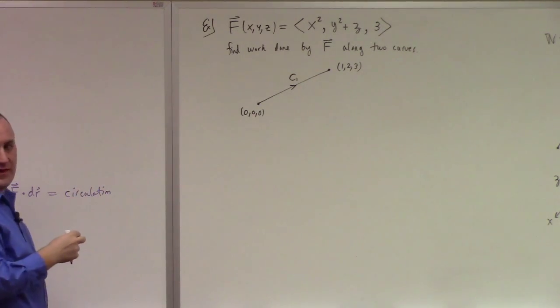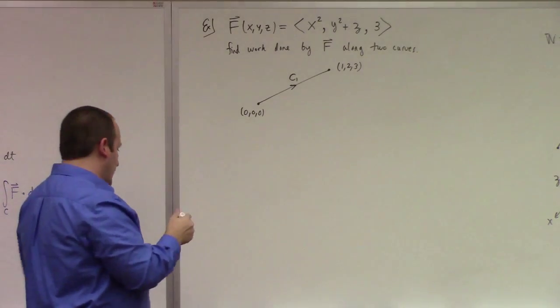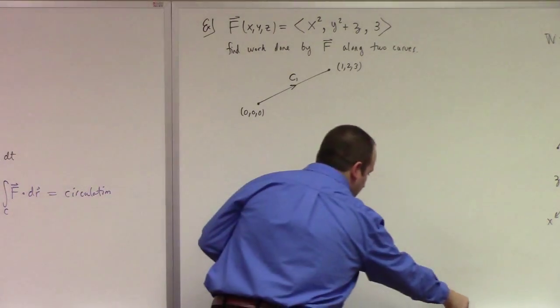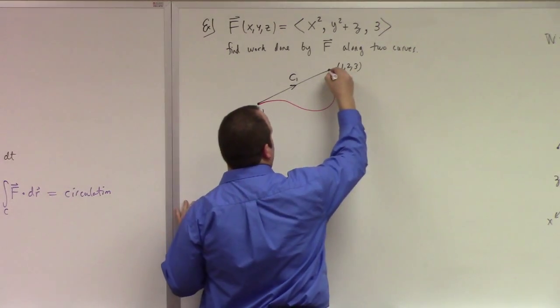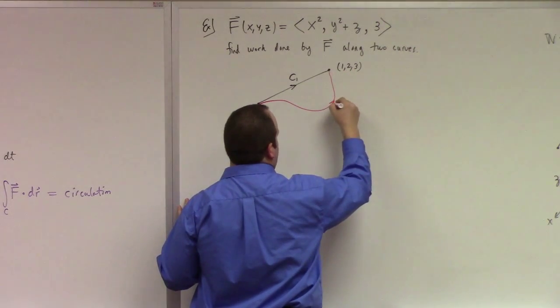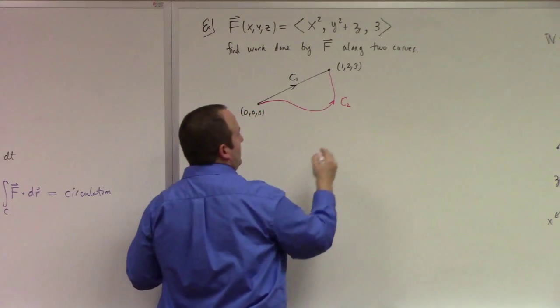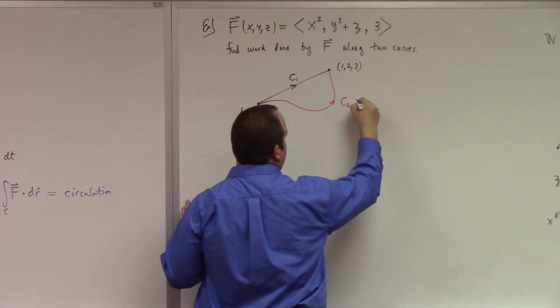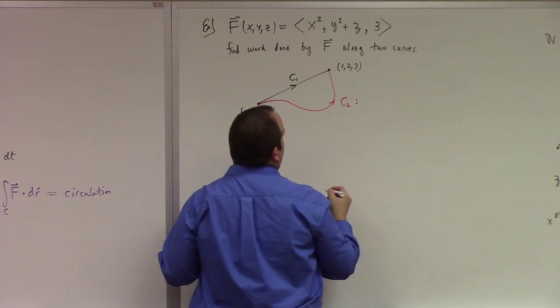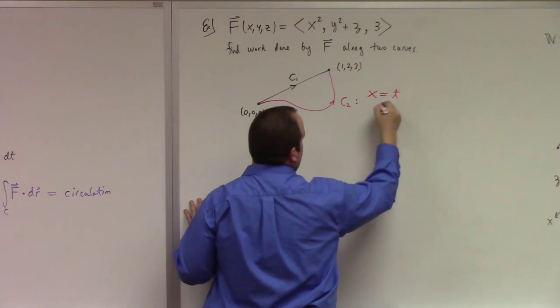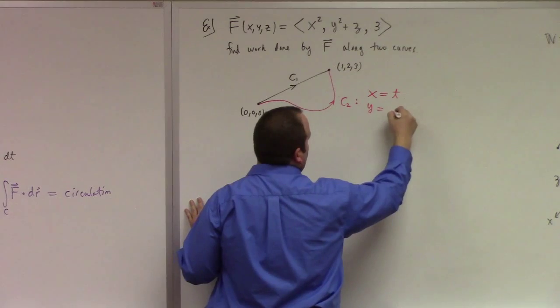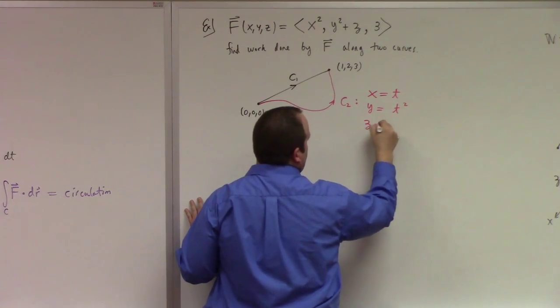In fact, I wouldn't want to use x as the parameter on this one. And then I need some other curve. Can you guys tell me something else that goes from the origin out there? It doesn't have to look like this exactly, but C2. So C1's a line segment. Let's say C2 is, how about x equals t, a twisted cubic, y equals t squared, z equals t cubed.